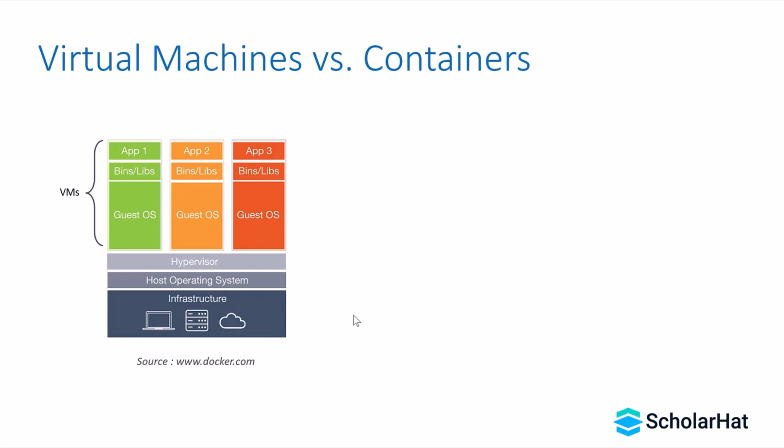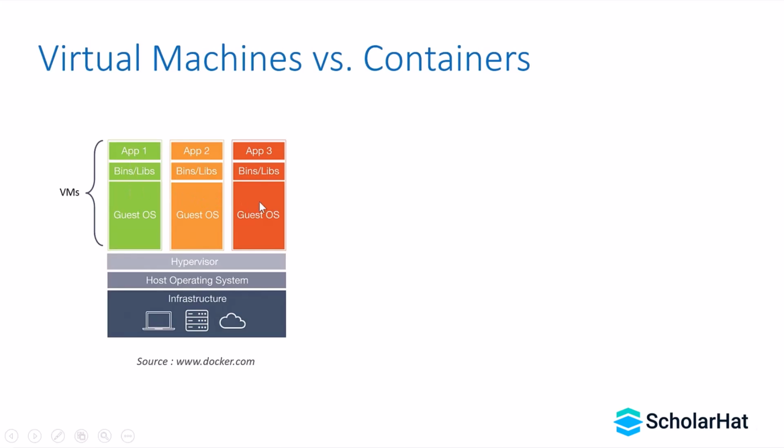This host can have multiple virtual machines with the help of a hypervisor. A hypervisor is a software tool which enables you to create multiple virtual machines. So you can see there are 3 virtual machines here, and each virtual machine has its own operating system and its own application.